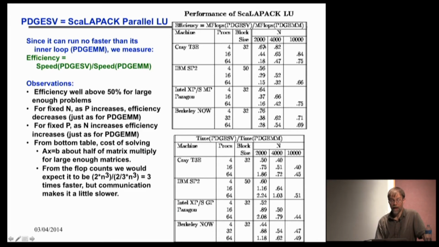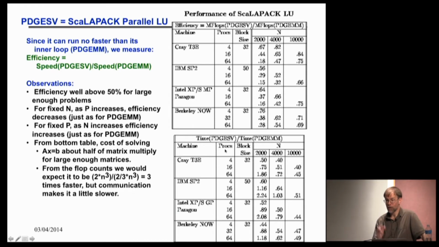And again, if I increase processors, I go from 2/3 of matrix multiply down. But if I fix the number of processors and increase the problem size, it goes back up to a decent fraction of the speed of matrix multiply. And so that's the sort of behavior that we expect.